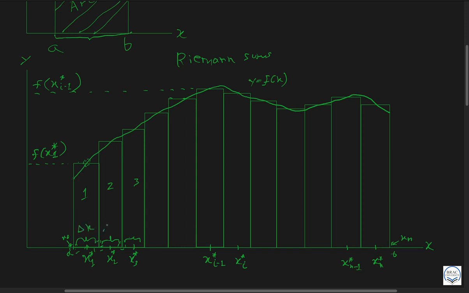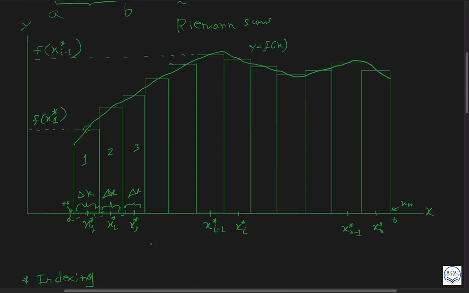We call that width delta x. All of these rectangles have a width of delta x. To find delta x, all we need to do is find the entire length of the interval on the x-axis, which is b minus a, because the rightmost endpoint is b and the leftmost endpoint is a. We divide it equally n many times to find delta x.